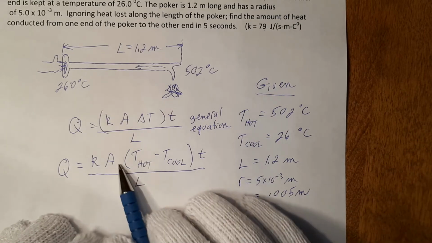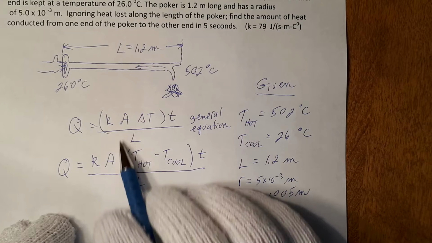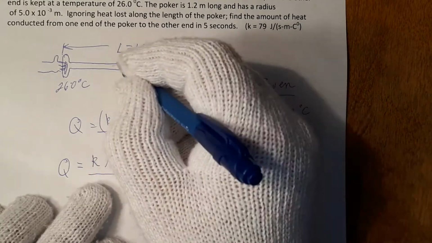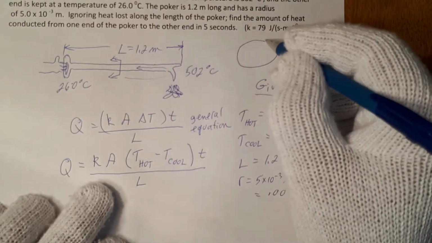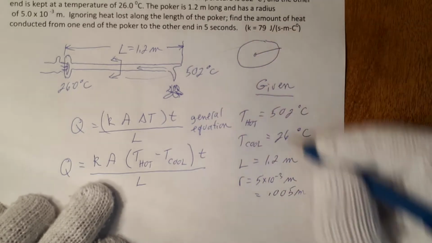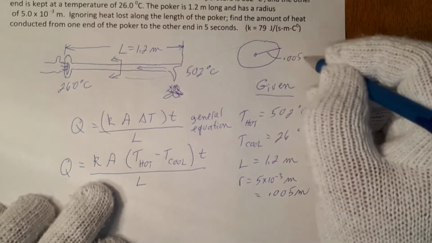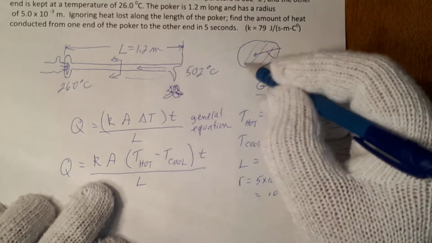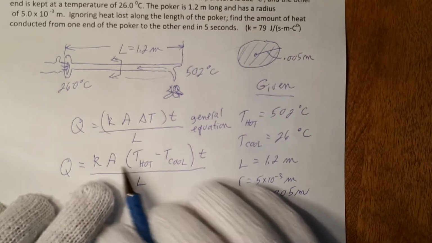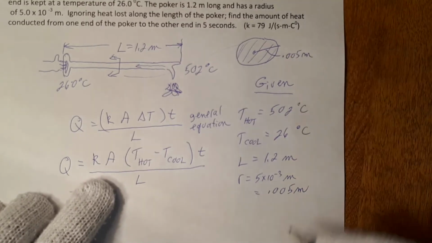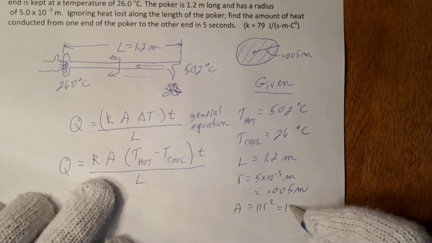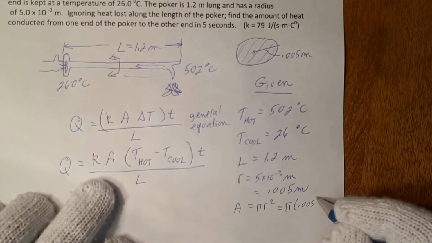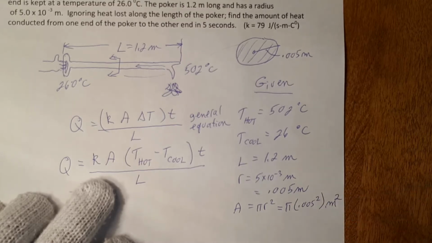The equation itself asks us for an area, cross-sectional area. And if I were to open this up or cut through there and look at it that way, I'm going to redraw that here, I would see a circle, and that circle would have that radius, 0.005 meters. That'd be the cross-sectional area. And area, the equation for a circle, is pi r squared. So area is equal to pi times 0.005 squared meter squared.